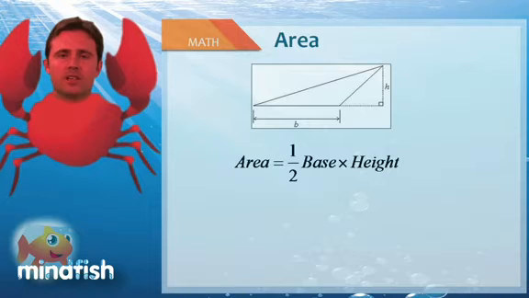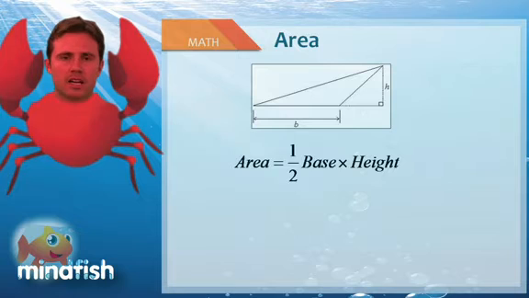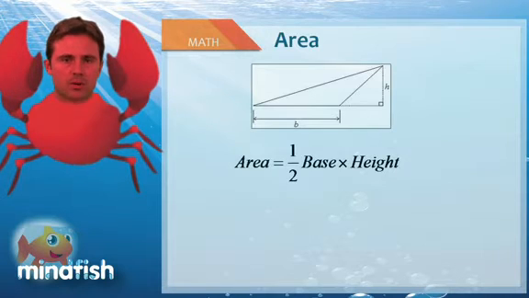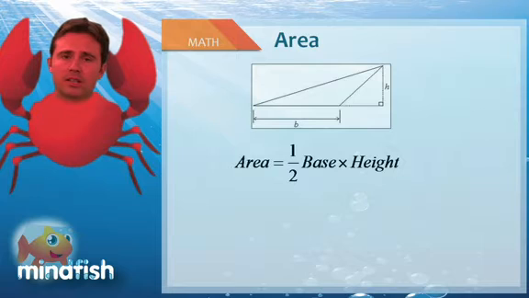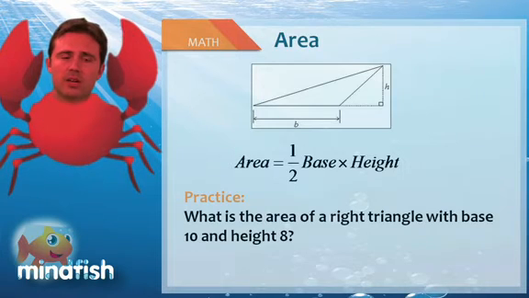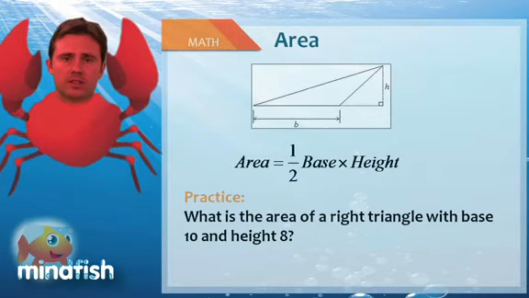Now keep in mind, this is the perpendicular height. So in the figure that you see here, it might be tempting to do the side times the side. We can't do that. We actually have to solve for the perpendicular height of that triangle. So for a practice question, what is the area of a triangle with a base of 10 and a height of 8? To do this, we just simply do 1/2 times 10 times 8, which gives us 40.